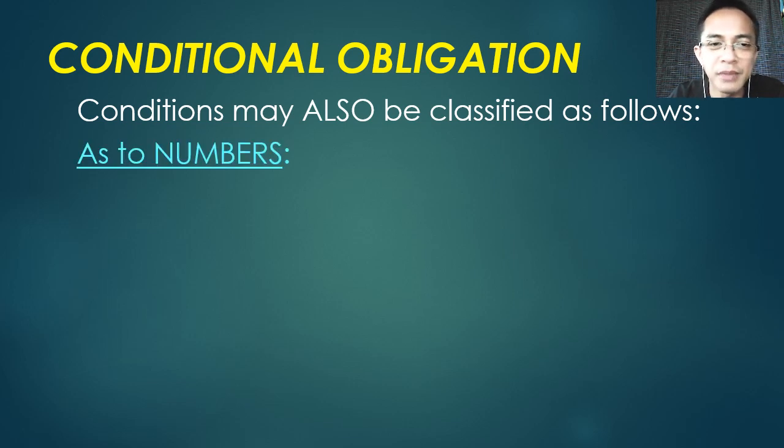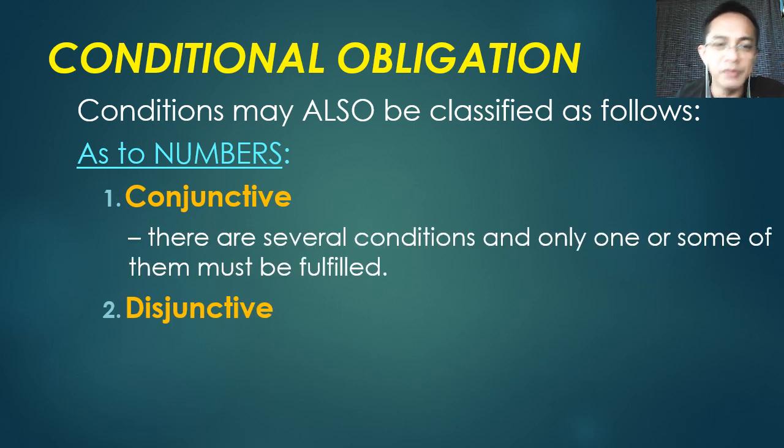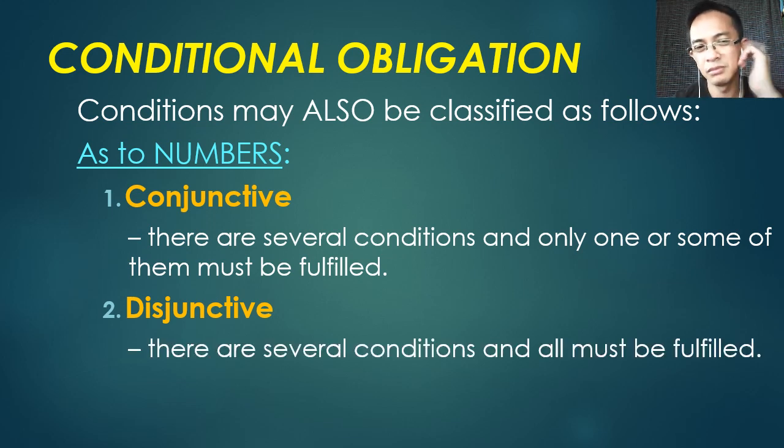Conditions may also be classified as two numbers, conjunctive and disjunctive. Conjunctive if there are several conditions and only one is required to be fulfilled. Disjunctive class if there are several conditions and all must be fulfilled.